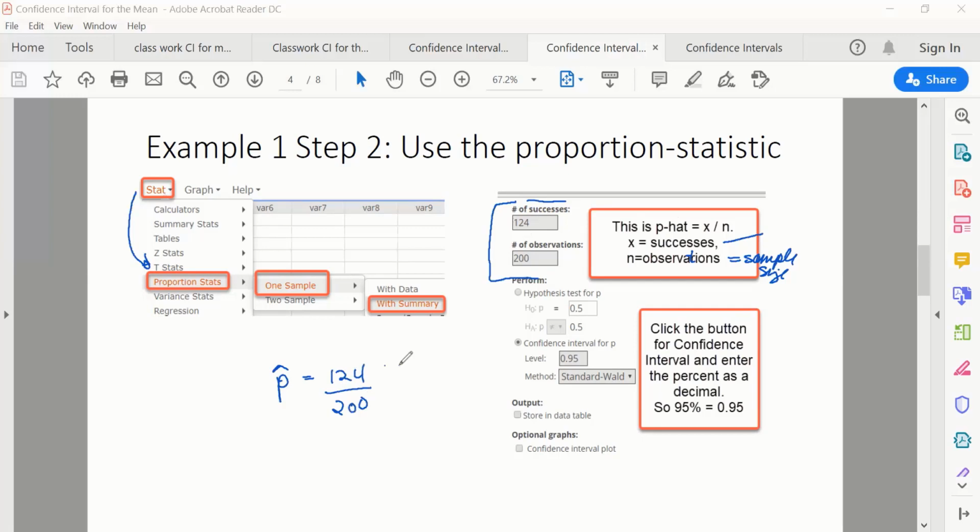So this is our x, and this is our number of successes, and this is our n, which is our sample size. It's just a different way to say the same 2 numbers. Then you pick the confidence level just like before and put it as a decimal. All right, I'll save that picture for you.